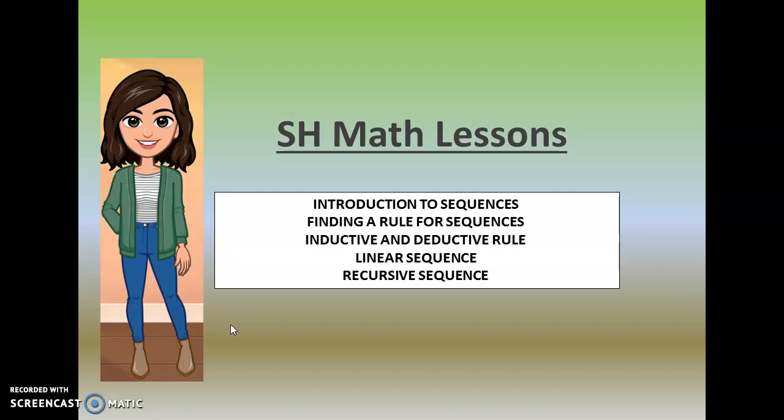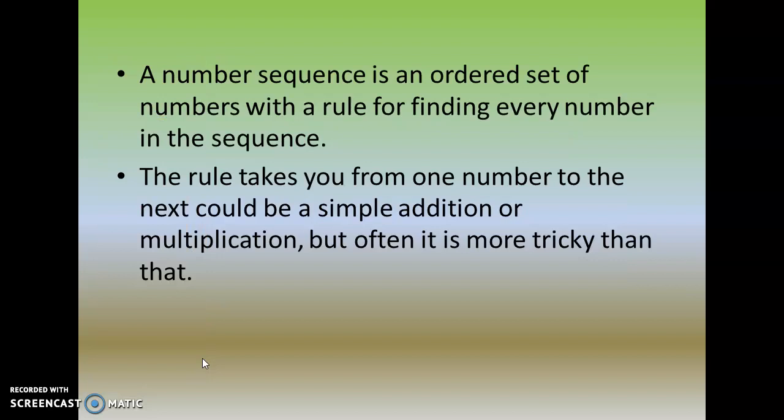I do know that a number sequence is nothing but an ordered set of numbers with a rule for finding every number in the sequence. Now the rule takes you from one number to the next, could be a simple addition or a multiplication, but often it is more tricky than that. You always need to look very carefully at the pattern of a sequence. Now each number in a sequence is called a term, and it is in a certain position in that sequence, and that position is denoted by Un.